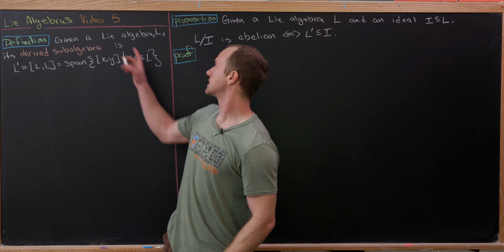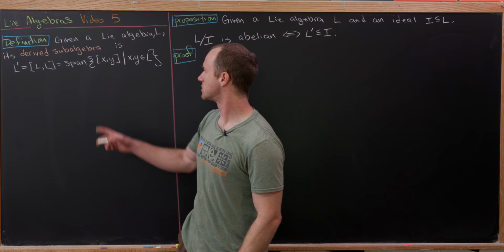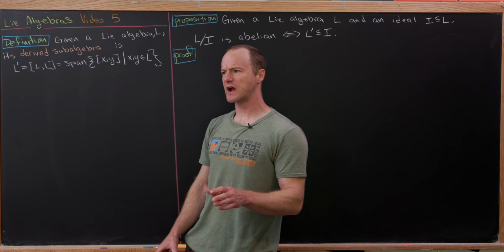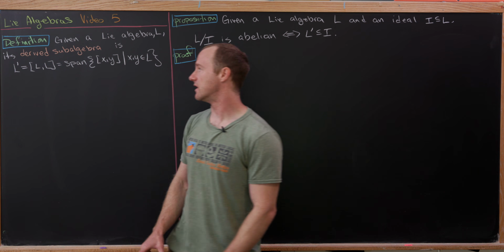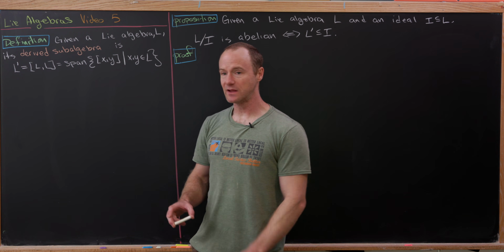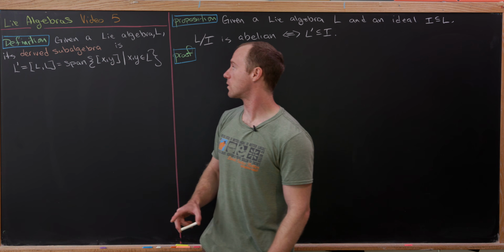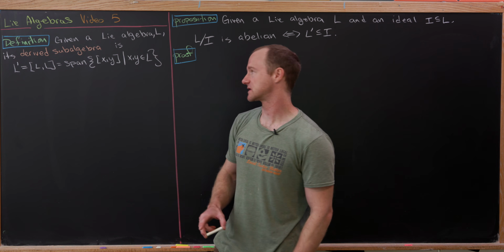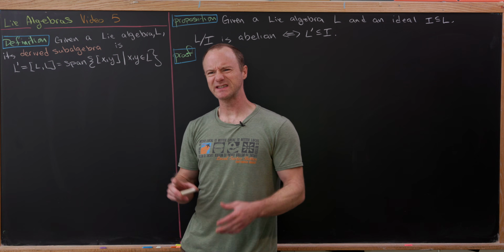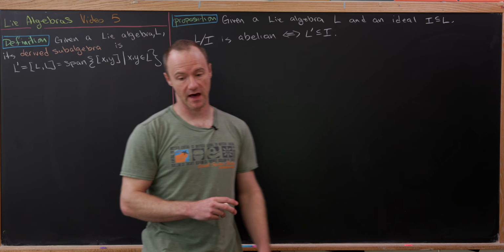So given a Lie algebra L, its derived subalgebra, which we'll denote by L prime, you can write it setwise as the bracket of L, the whole Lie algebra, with itself. But element-wise, it would be the span of everything of the form bracket x comma y, where x and y range through all of L. So this is like the image of the bracket, if you want to think about it like that.